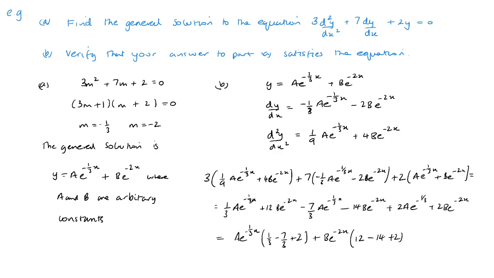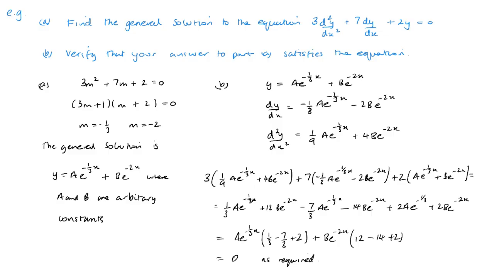Just double check my calculator. Yeah, minus 2. Minus 2 plus 2 is going to be 0. And 12 minus 14 plus 2 is also 0. So this equals 0 as required. Okay, and there we have it, verified that it does satisfy the equation.